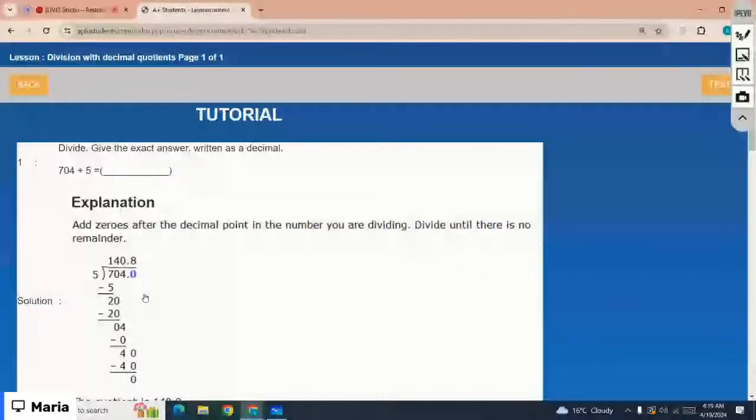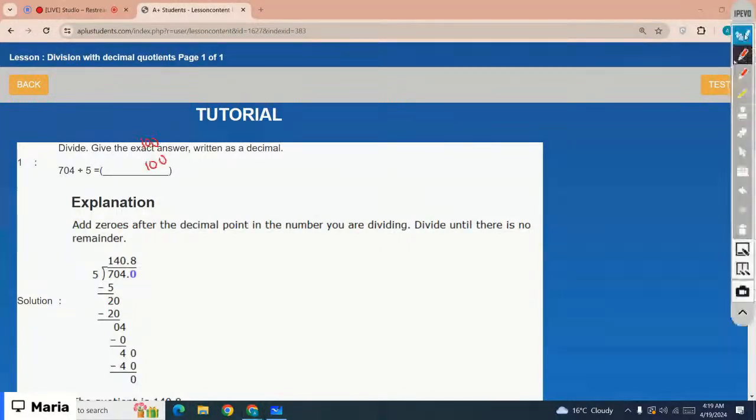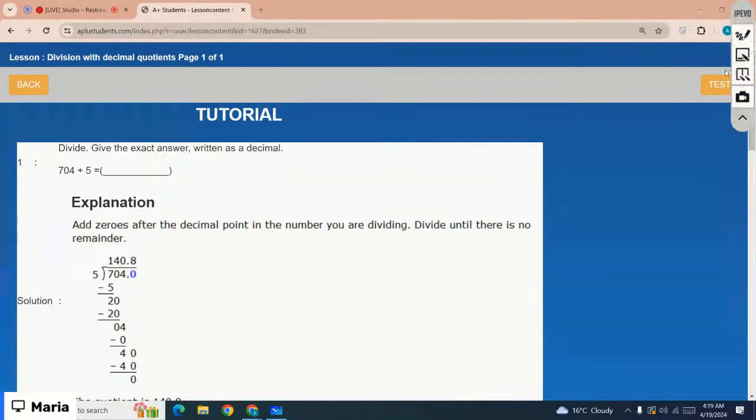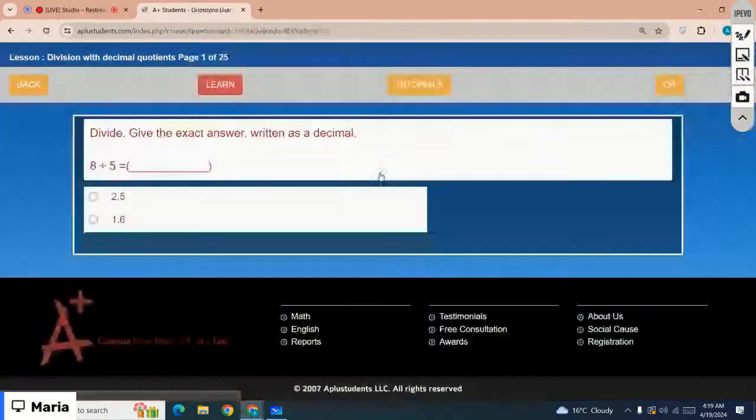Okay, the first one is 704 divided by 5, right? So let's just start. Let's see how we divide. This one is already solved, right? Let's start with test questions. Okay, 8 divided by 5, right? Let's see how we divide.